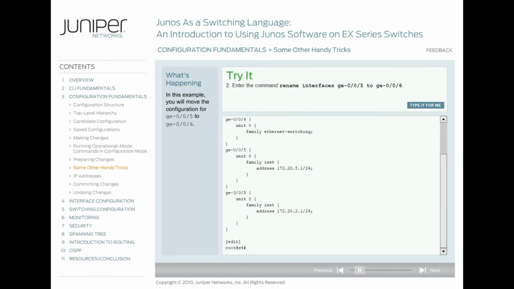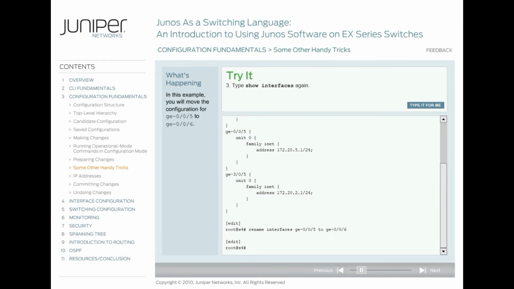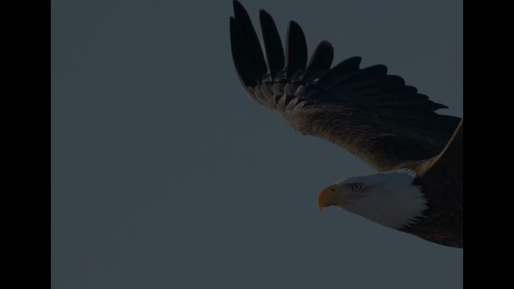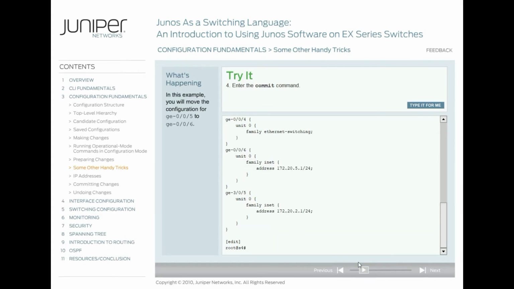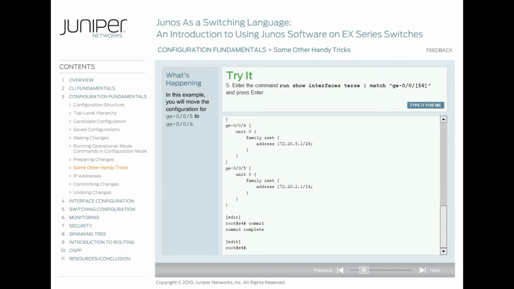Type rename interfaces ge-0/0/5 to ge-0/0/6 and press Enter. Now, type the show interfaces command again to view the change you made. Finally, type the command displayed on screen. This regular expression will cause the match command to display interfaces ge-0/0/5 and ge-0/0/6.